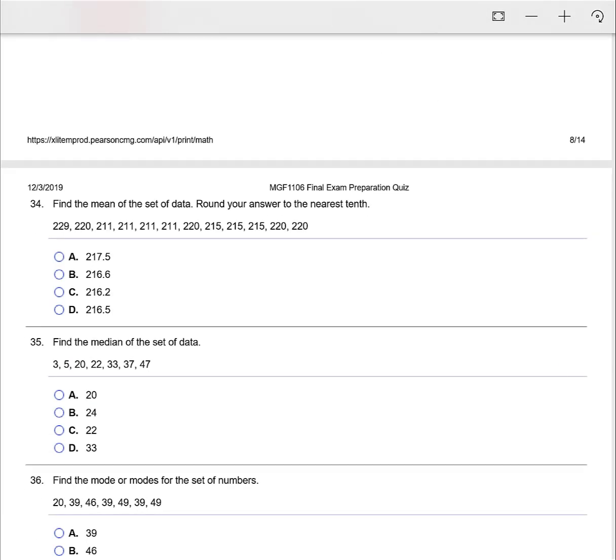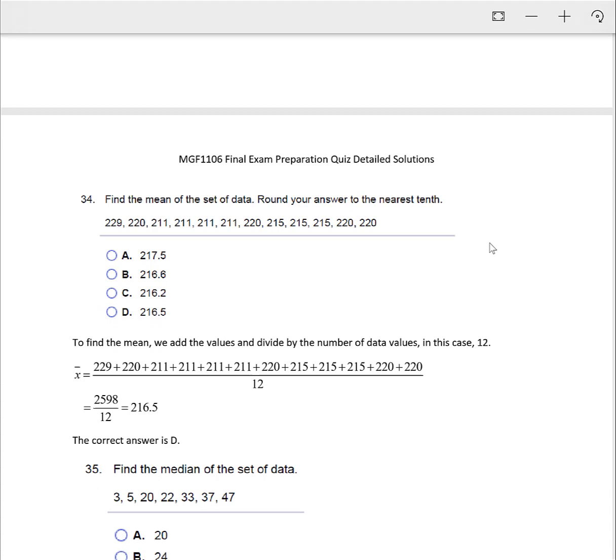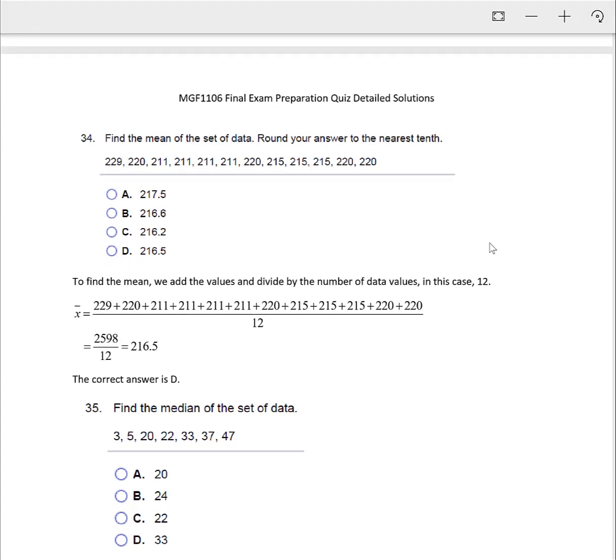Okay, for number 34, I've got a detailed solution over here. We want to do a mean. So in order to do the mean, what do we do? We add up all the data values, divide by the number of data values. There were 12, and so I got a mean of 216.5, which is answer D.